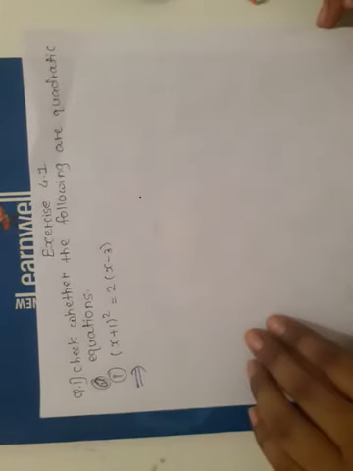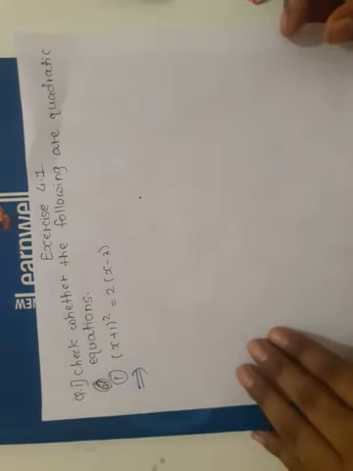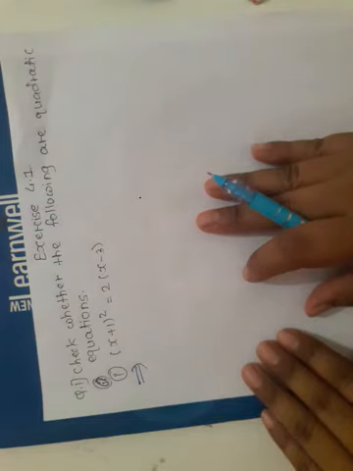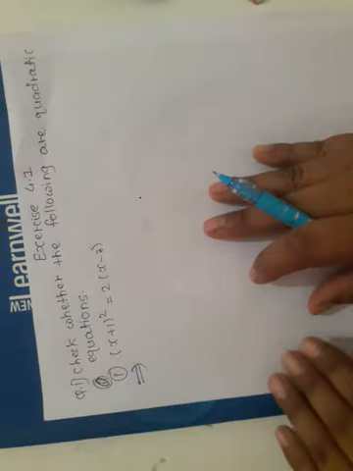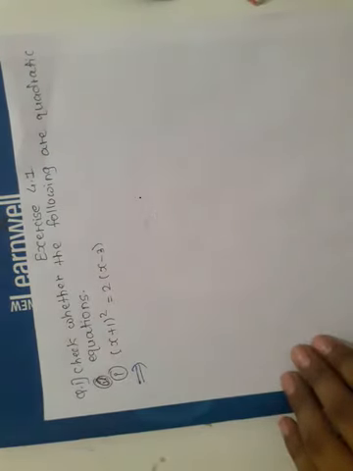Now come to our next point, exercise 4.1. Question number 1. Check whether the following are quadratic equations or not. 8 examples are given to us, and out of these examples we have to check whether the given equations are quadratic equations or not.